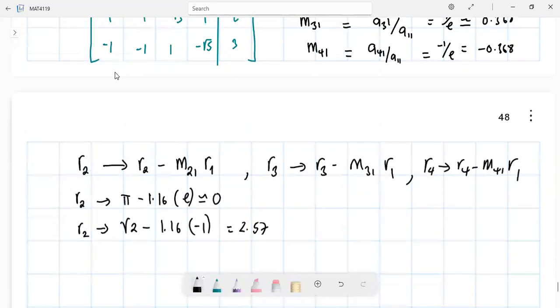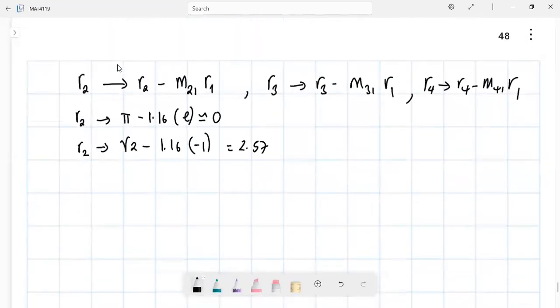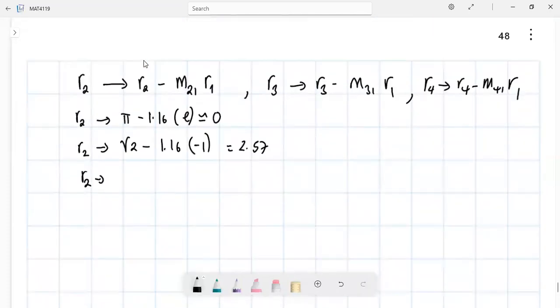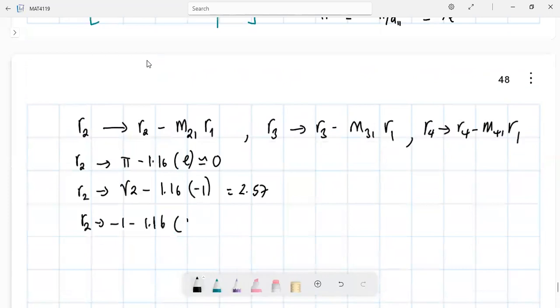And then the next thing, what are you going to get? The next element is what? Which element are we going to reduce here? You're going to reduce negative 1. So negative 1 minus 1.16 times the element in row 1 corresponding to it, which is positive 1. When you do that, you get about negative 2.16, to 3 digits.